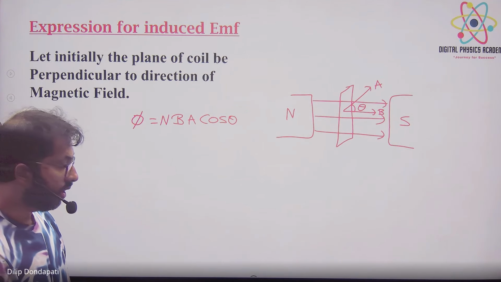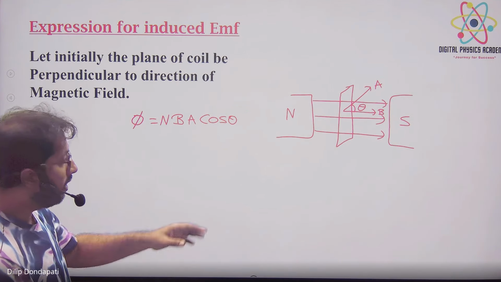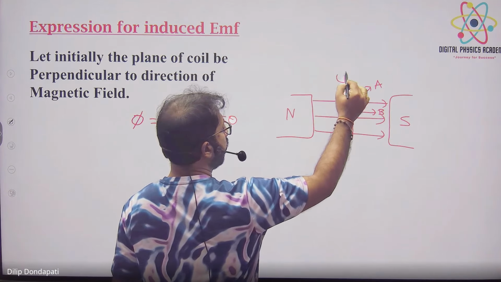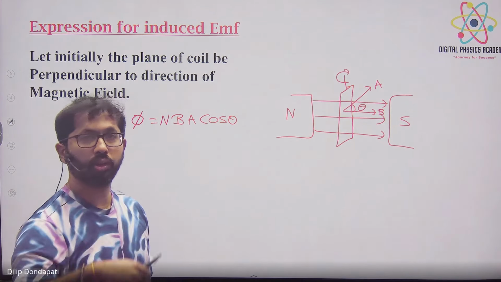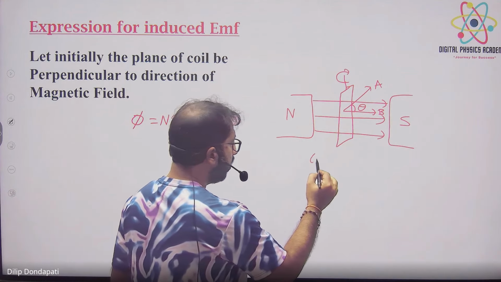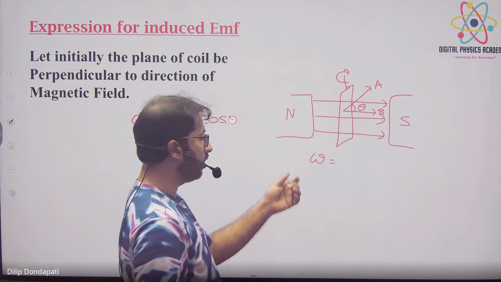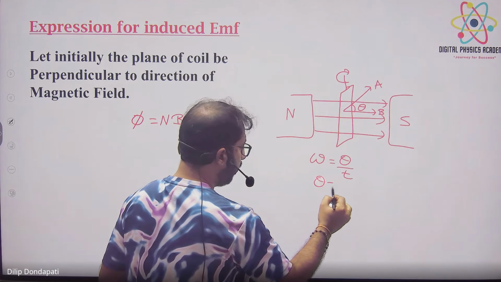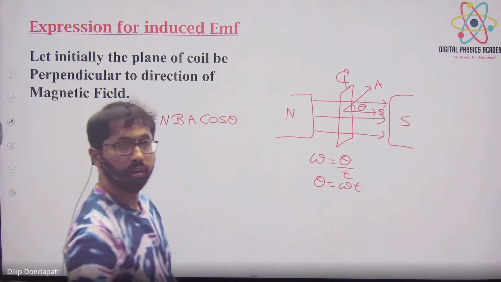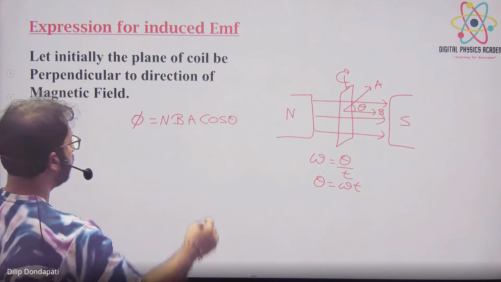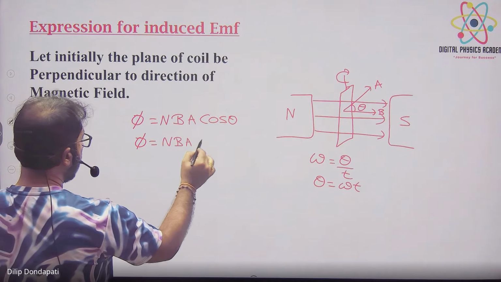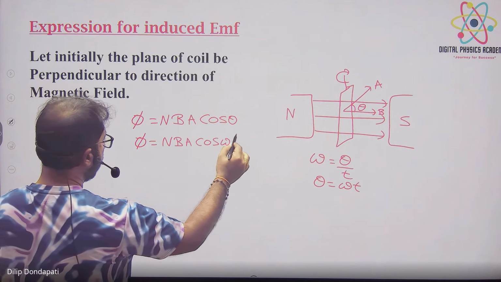Okay, but I want the answer in terms of omega. I am rotating with omega, like this. Omega is what? Remember, angular velocity is angular displacement by time. So theta is equal to omega t. So I am substituting here. Flux is equal to NBA cos omega t.